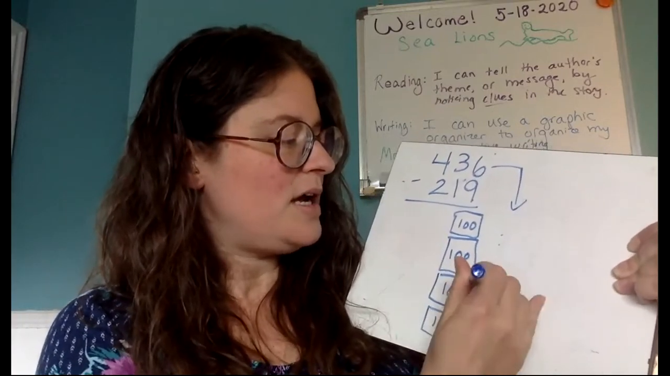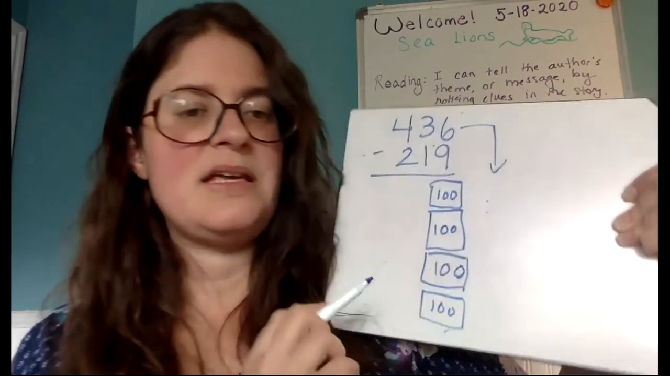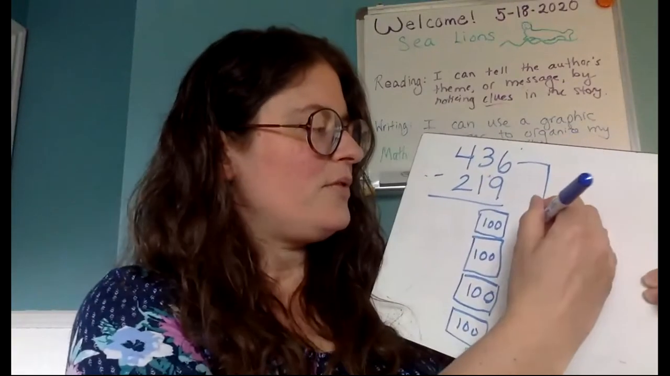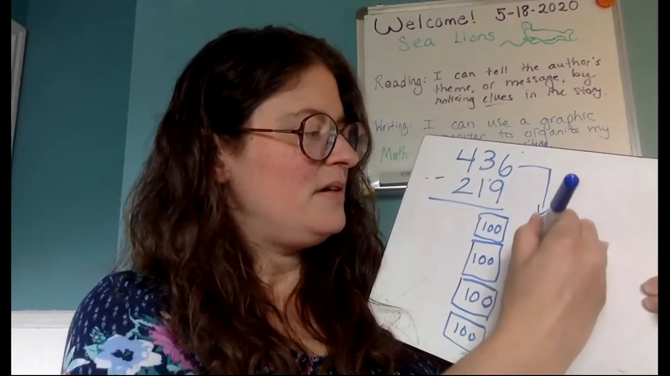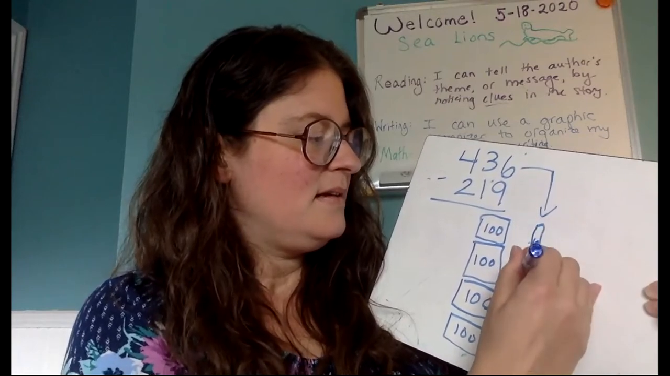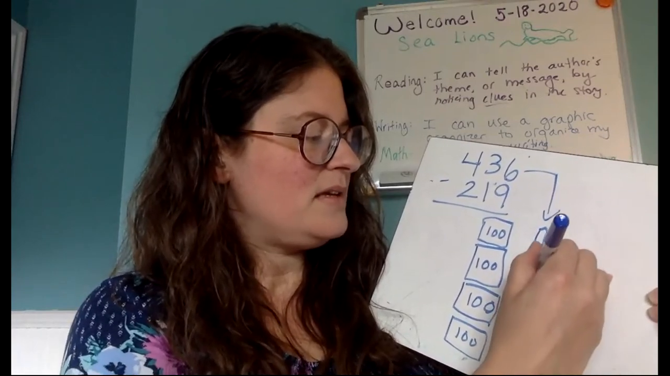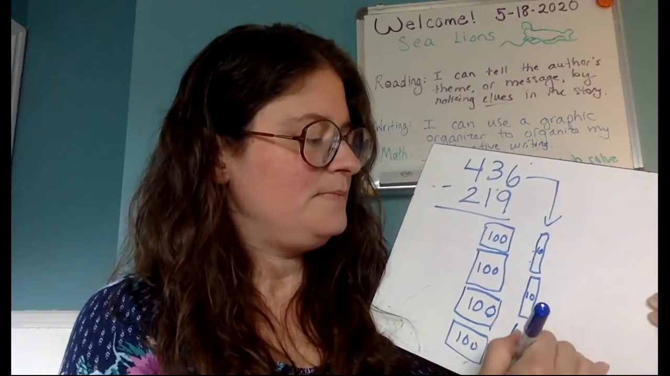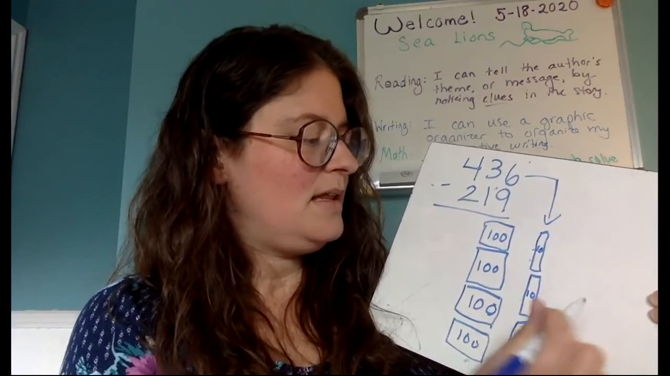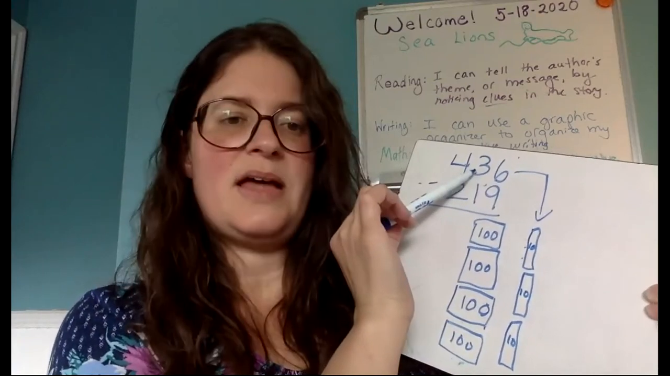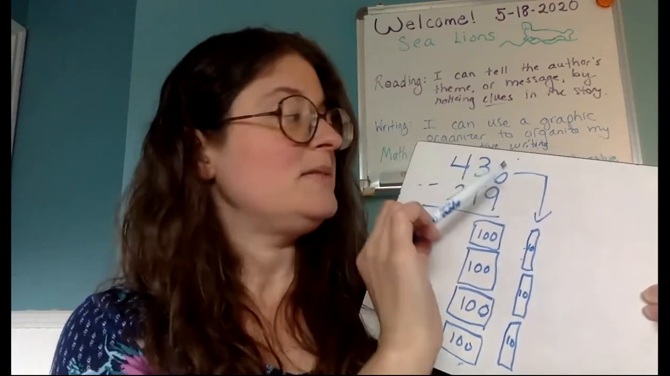And when you're drawing, you're a better artist than me. You're going to make these all kind of the same. Then we're going to have 3 groups of 10. So remember, we had those little strips that were worth 10. So I'm going to draw 3 of them because there are 3 groups of 10 here. And then I'm going to count them up, 10, 20, 30. And that matches here, a 3 in the tens place.